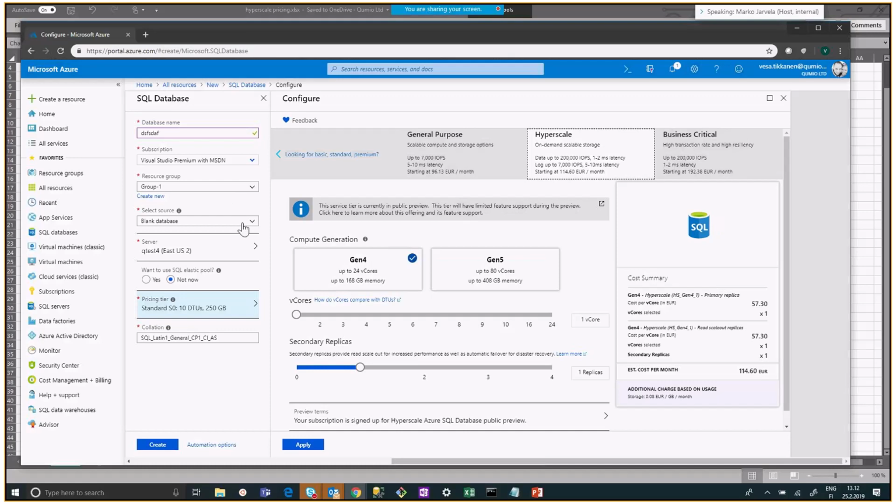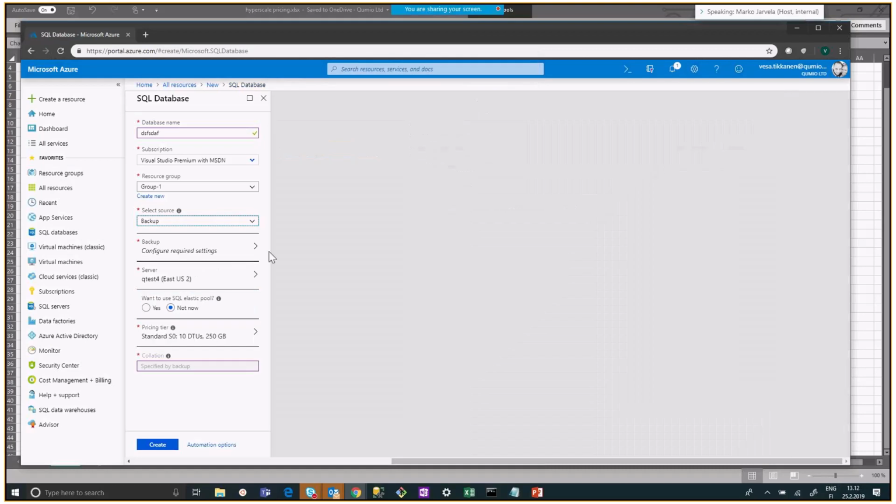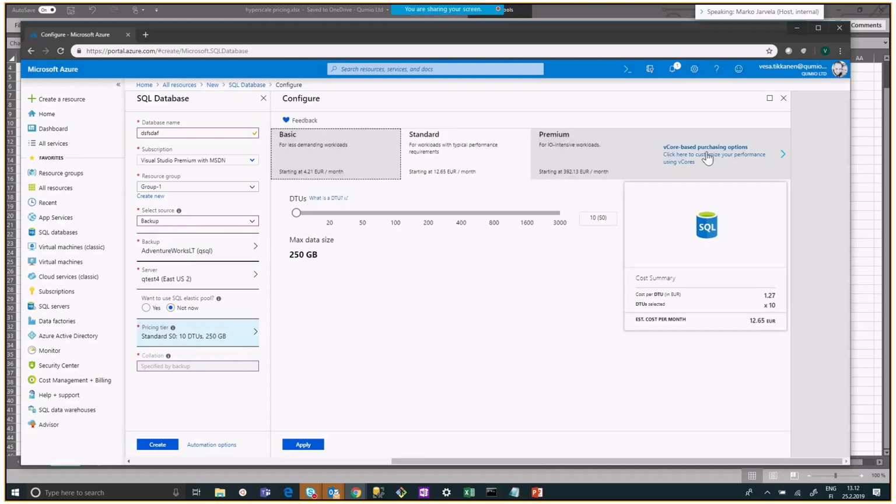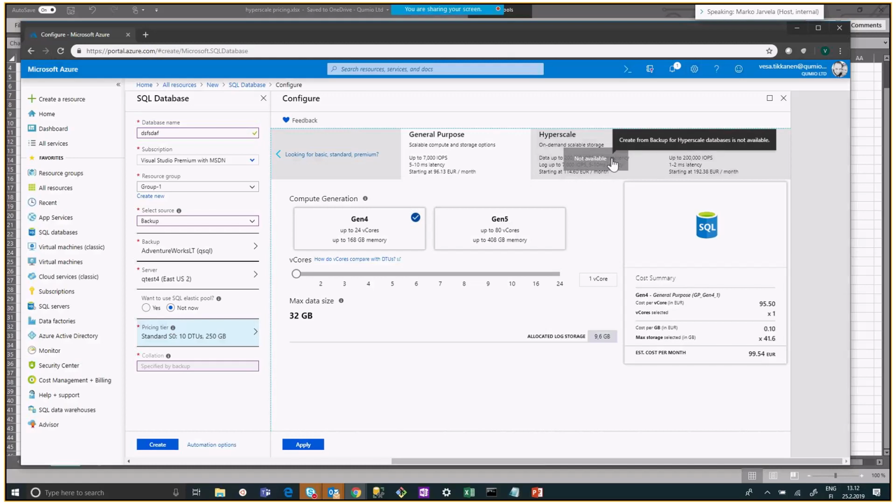if I don't use the blank, but use something like a backup from some other database and try to use Hyperscale, it's not there because I cannot use that from the template, or I cannot use it from the backup as of now, nor can I switch between the flavors as of now. But that should be something that will change going forward.